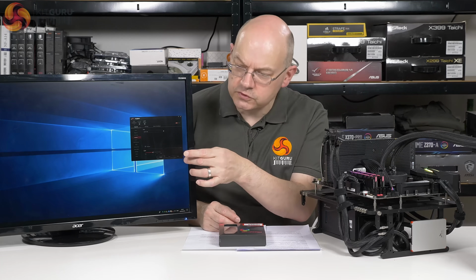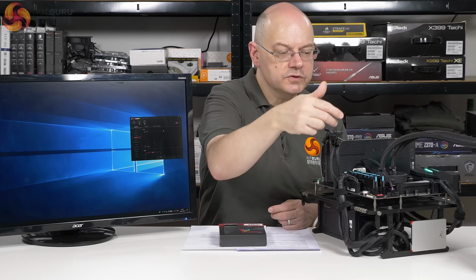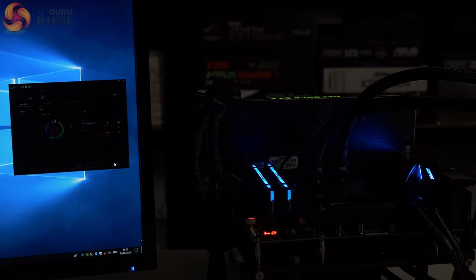So with the Asus Aura software, you can use the software to control your motherboard and memory as a unit.